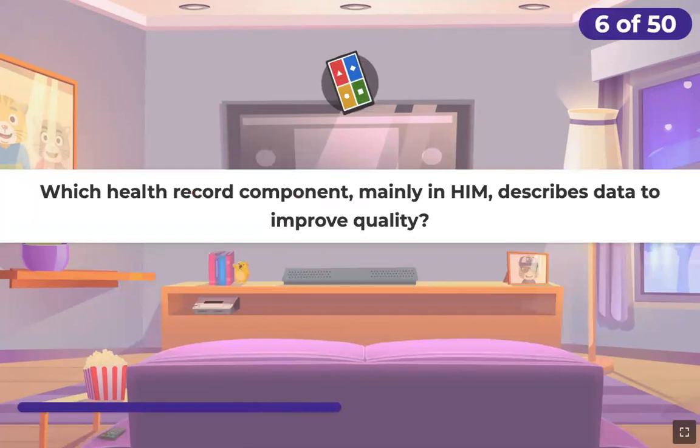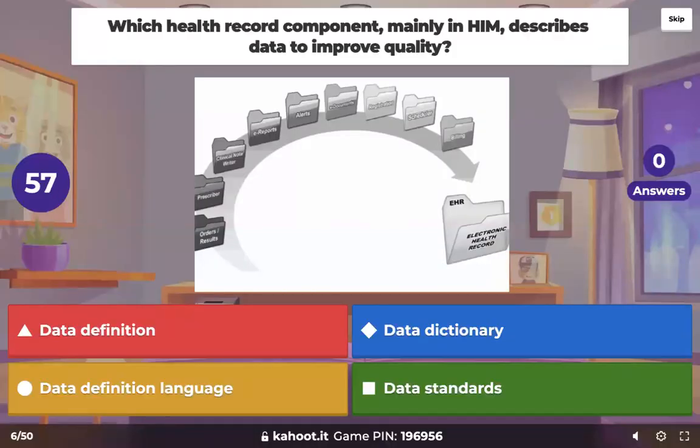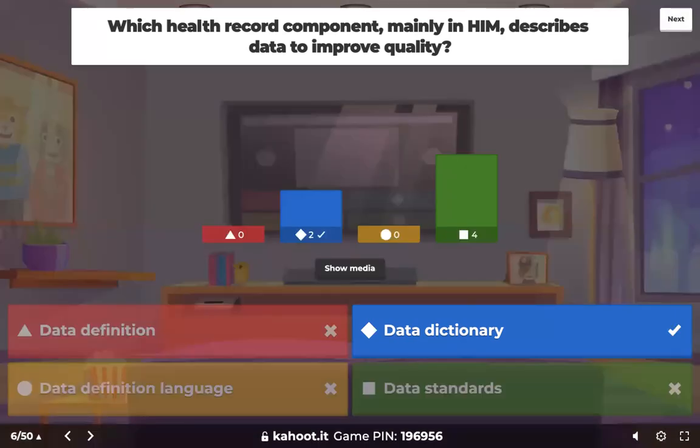Which health record component, mainly in HIM, describes data to improve quality? You guys have 50 seconds, so you can take your time, but also remember that you're being scored based on how quickly you answer. All right, the answer here was actually data dictionary, and that's used to improve quality. Standards was another answer. I could see people thinking that's the answer too. That's also a good close one, but the actual answer here was data dictionary.